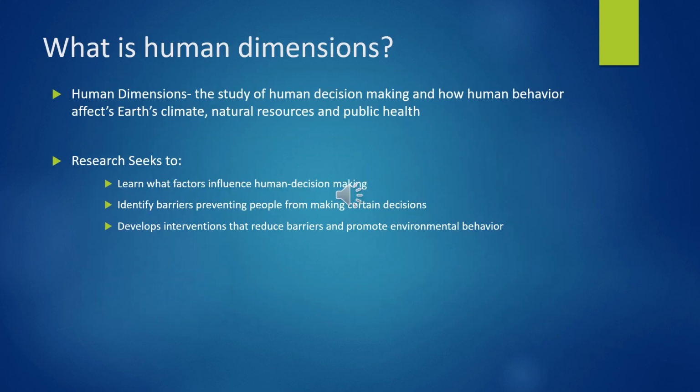I alluded to this in my first slide, but let's just give a quick definition of human dimensions. Human dimensions is the study of human decision-making and how our behavior affects Earth's climate, natural resources, and human health. Human dimensions research seeks to understand factors that influence decision-making, identify barriers preventing people from making certain decisions, and develop strategies that promote environmental behavior.